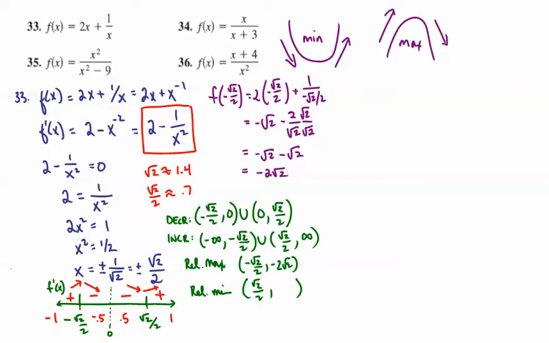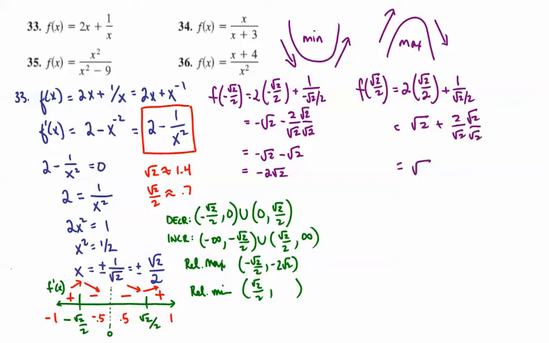And for the next one, we have f of root 2 over 2. So that is 2 times root 2 over 2. We know that that will just become root 2. Then plus 1 over root 2 over 2. We'll flip that to get 2 over root 2. We'll rationalize that, and we end up with root 2 plus root 2, or 2 root 2.